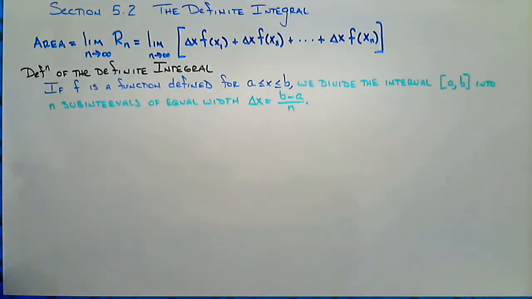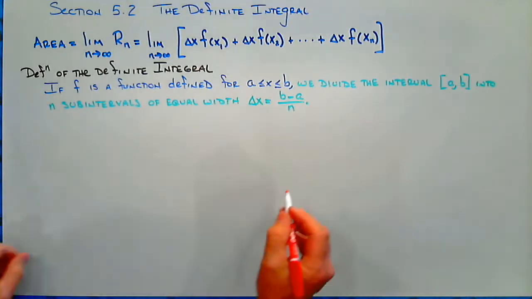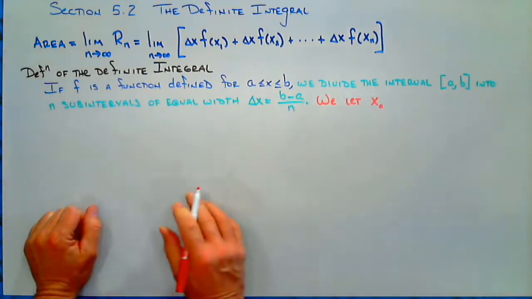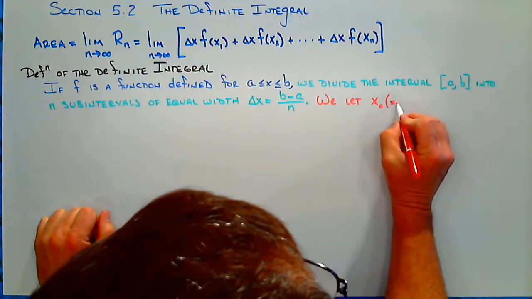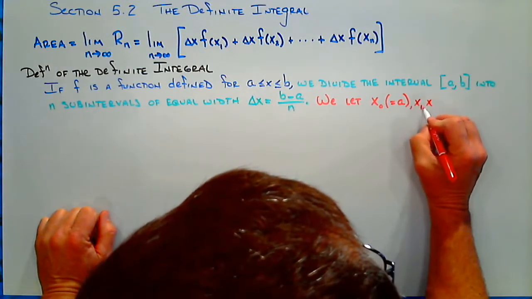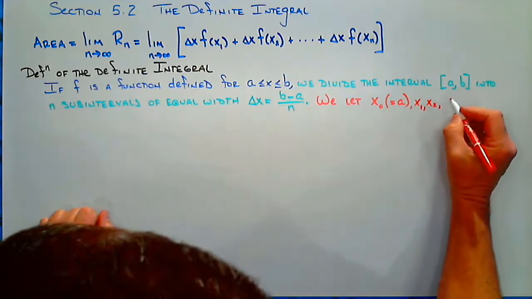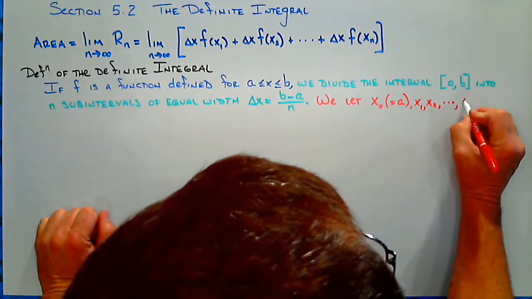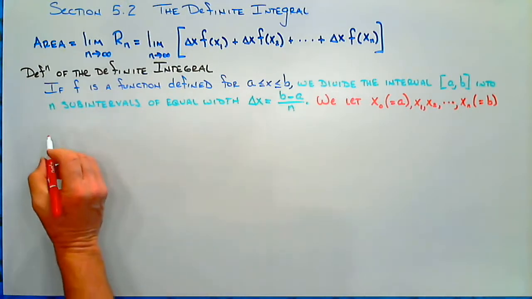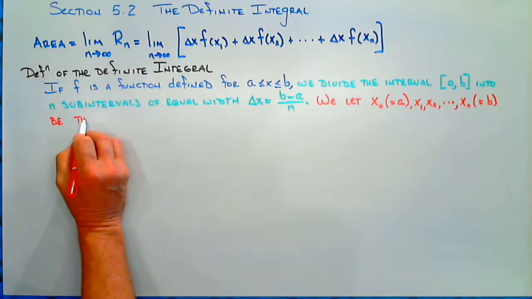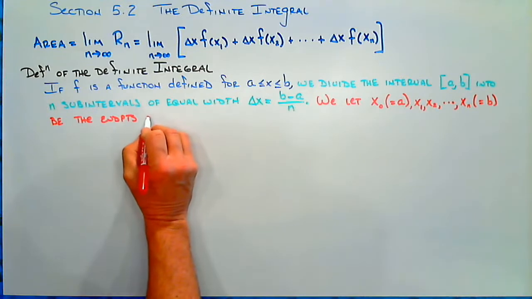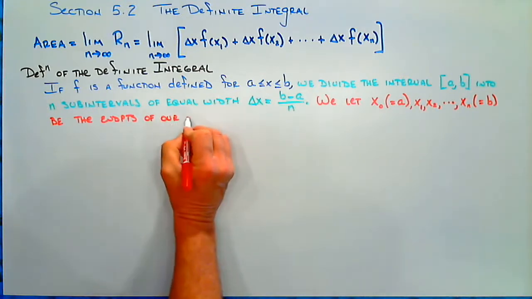All right? Now we begin the next sentence. We let x sub 0, which is going to equal a, x sub 1, x sub 2, all the way to x sub n, which is going to equal b, be the endpoints of our subintervals.